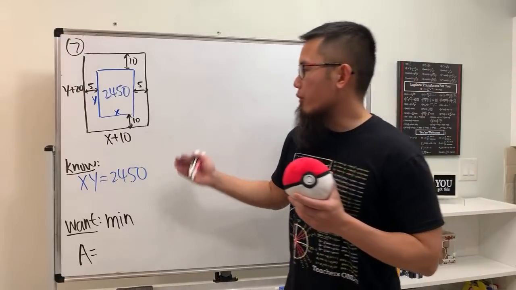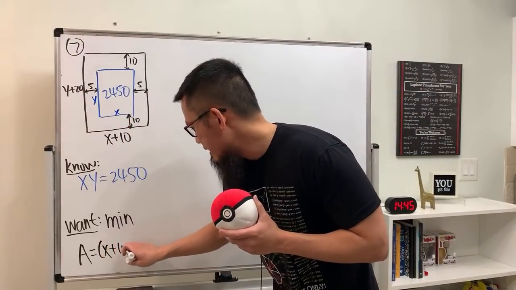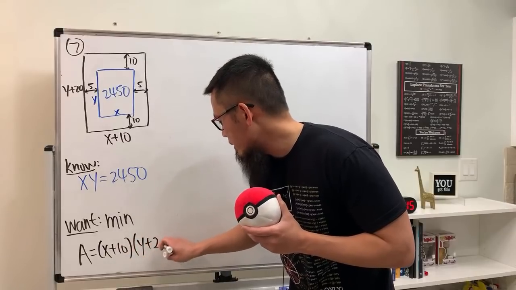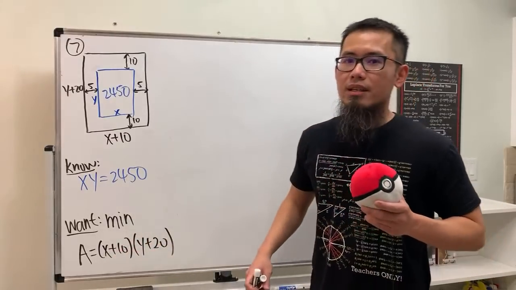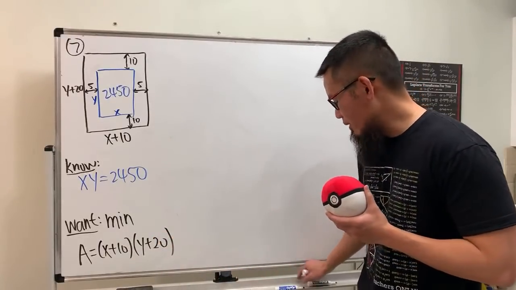Well, the area of the whole thing is just this times that. So I'm going to put it as x plus 10 times y plus 20. We have to minimize this thing. But again, we have x and y, no good. Don't worry though, you know the deal.